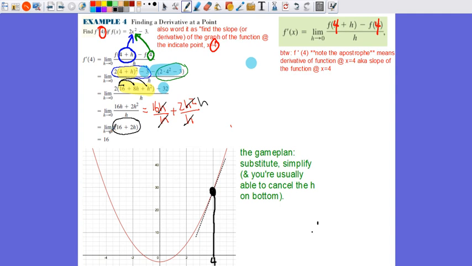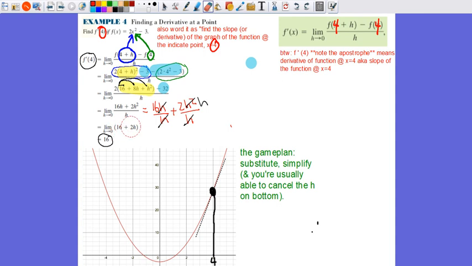Okay, as h approaches 0, you plug in 0 for h, and you get 16. So, long story short, the slope at x equals 4 is 16.